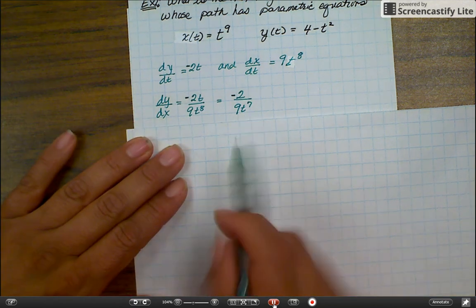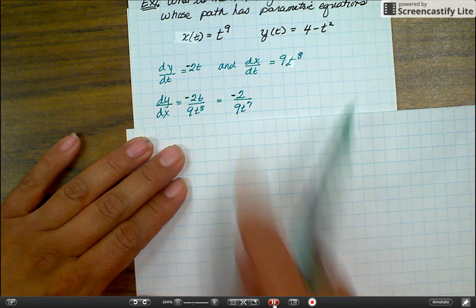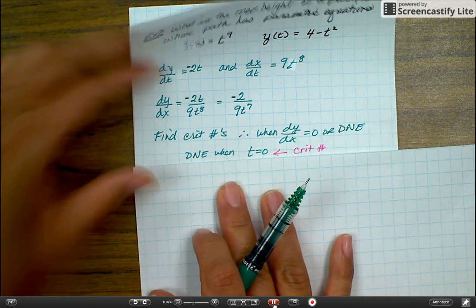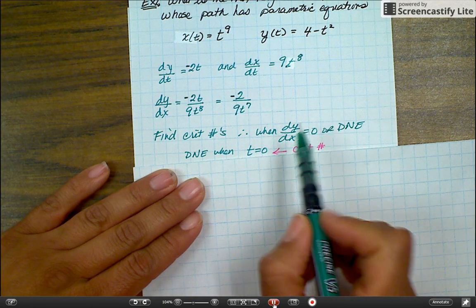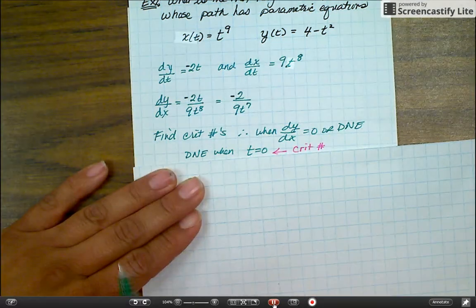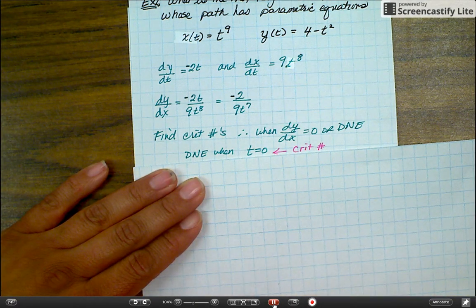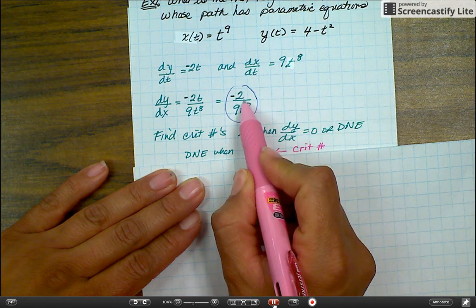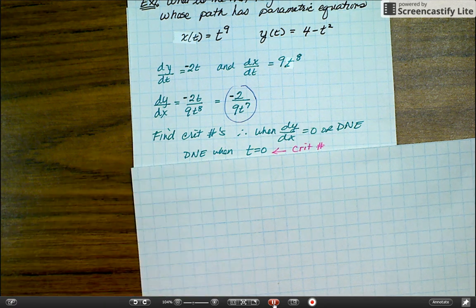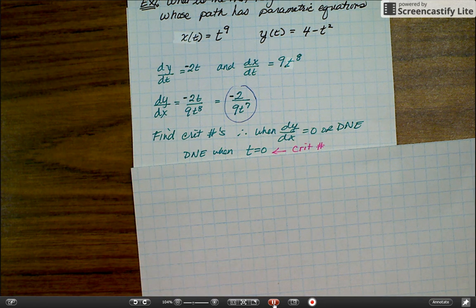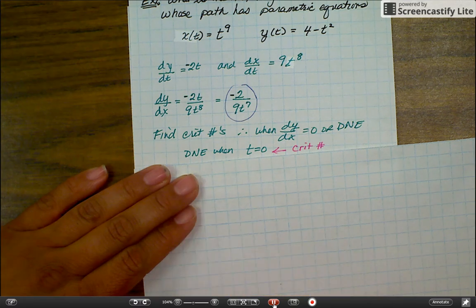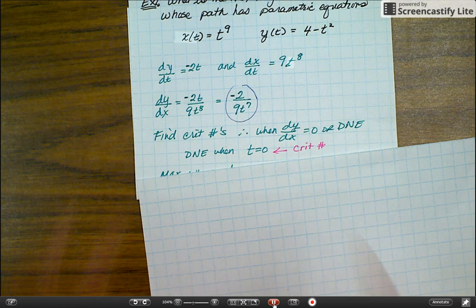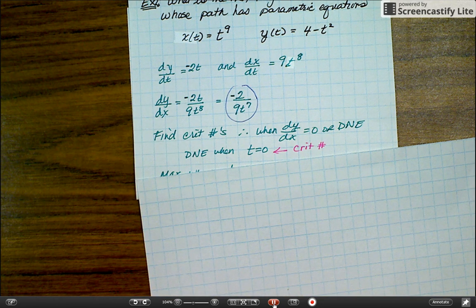When you reduce that, it ends up being negative 2 over 9t to the 7th. So, as I was saying, how do you find critical numbers? When your derivative equals 0 or does not exist. If I look at my derivative here, there is no way for it to equal 0 because the numerator is always going to be negative 2. So the only situation I have is does not exist. And when is that going to occur? When t is equal to 0. Therefore, t equal to 0 is our critical number.